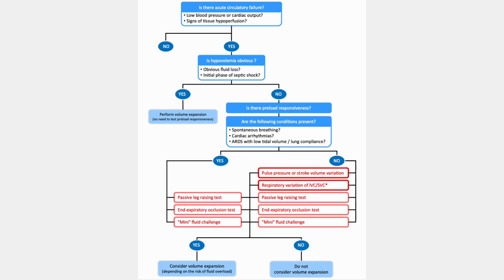So, putting everything together, this schematic summarizes the different assessment methods into a practical algorithm, highlighting when testing for fluid responsiveness is appropriate and when the different tests should be employed. Of note, it is important to highlight that when hypovolemia or fluid losses is obvious, one should not actually be testing for fluid responsiveness. Testing for fluid responsiveness is most useful after the initial resuscitation has been conducted and where the risk-benefit profile of a further bolus of fluid is less clear.